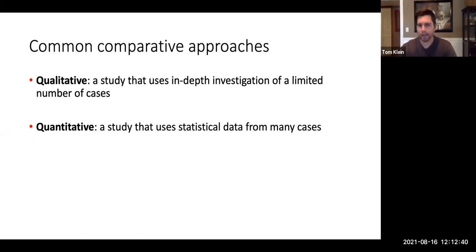On the other hand, you have the quantitative camp, okay? And this is becoming more and more popular. You're seeing a lot of switch to quantitative research and research models. And this is a study that uses statistical data from many cases to draw conclusions. So for quantitative research, you might punch the information from 50 or 100, 150 countries into a program. It analyzes all the similarities, all the differences, and it spits out information that you can draw conclusions from.